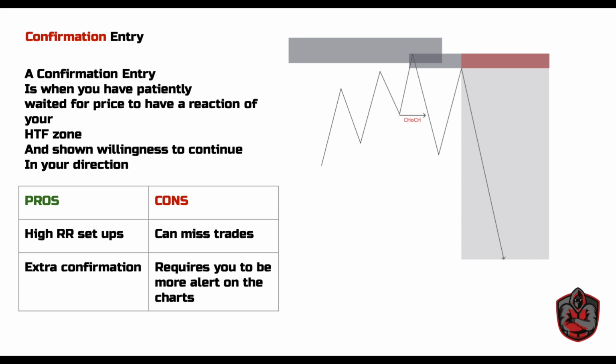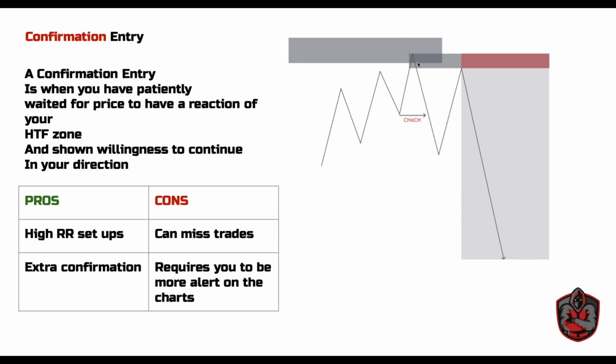Or price just simply, once it reacted off the higher time frame zone, did not pull back into a new area of supply, it just continued to melt straight from that higher time frame zone. And secondly, it requires you to be more alert on the charts.